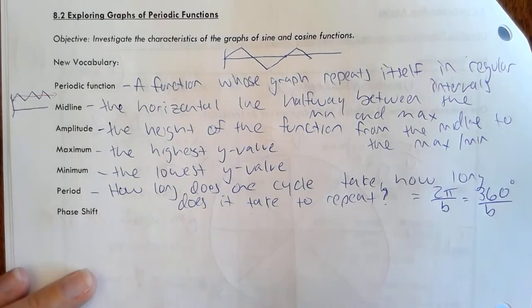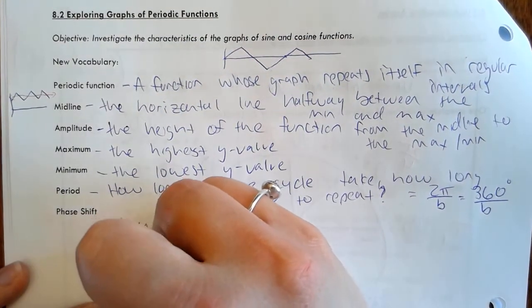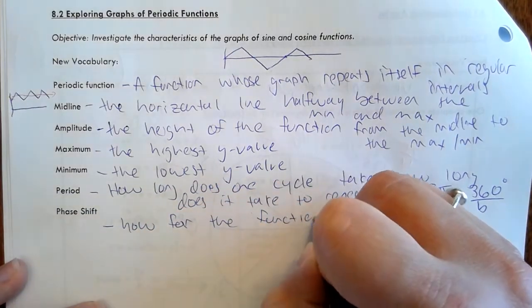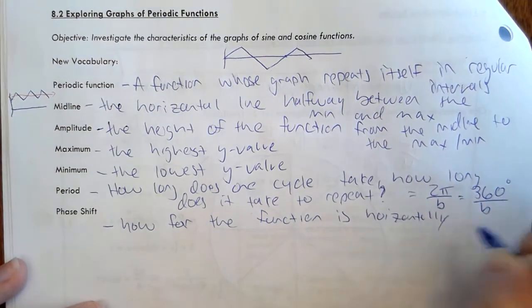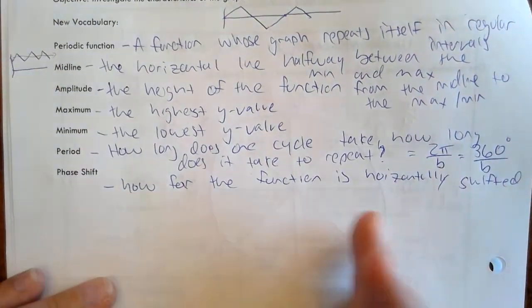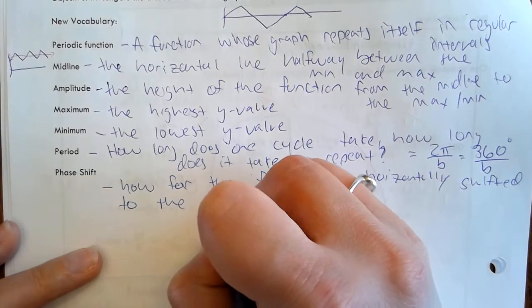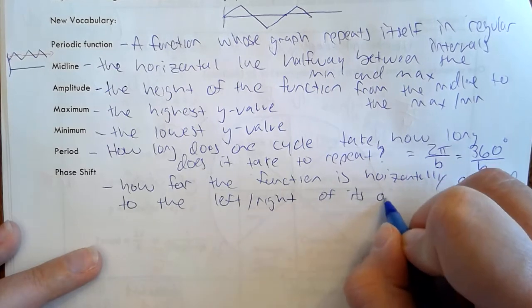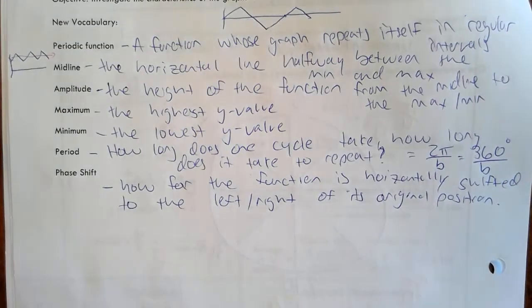Okay, phase shift. I'm just going to move down here. Phase shift. It's how far the function is horizontally shifted. Shifted, like how far is it moved to the right of its, I'm going to say left, right. You'll see what I mean. Of its original position. And that's the C value, but we'll come back to that later.